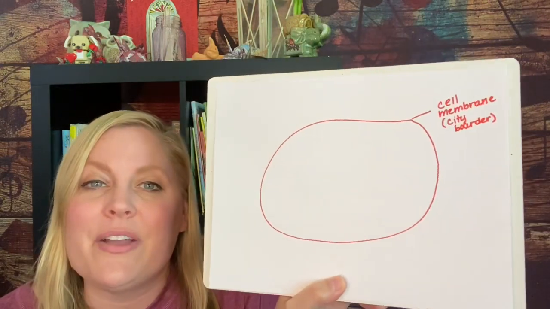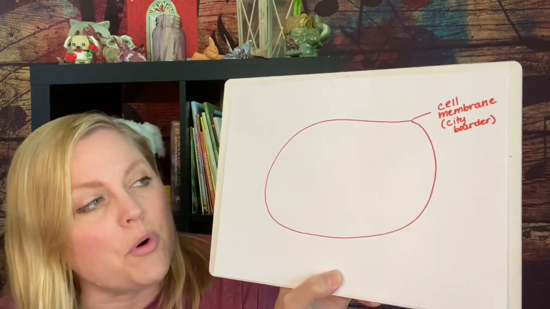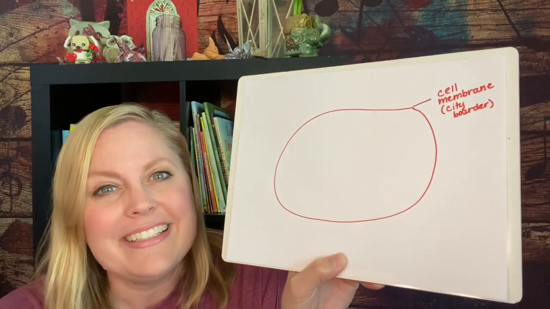So let's label that. That is the cell membrane. We compared it to the city border. Okay? And if you need to pause this video at any time to write something down, go ahead and do that because we'll just keep moving forward. Okay? Let's go to our next organelle.